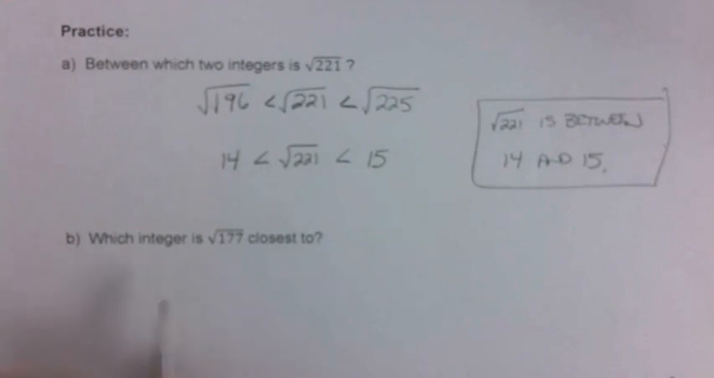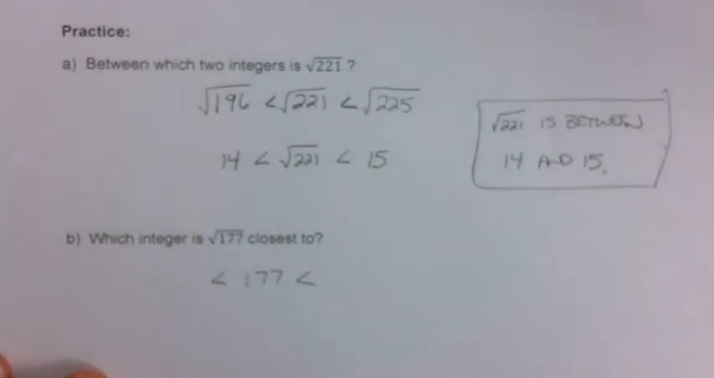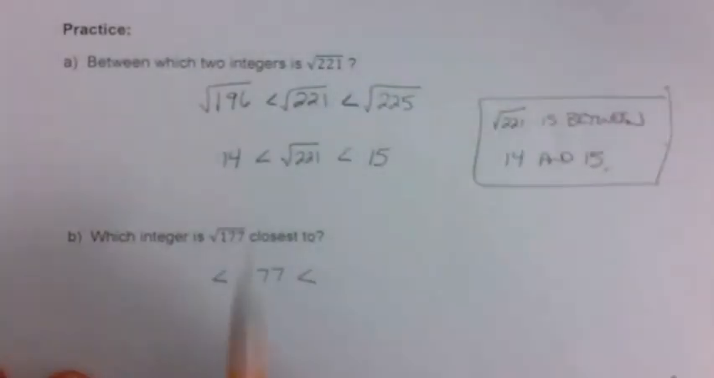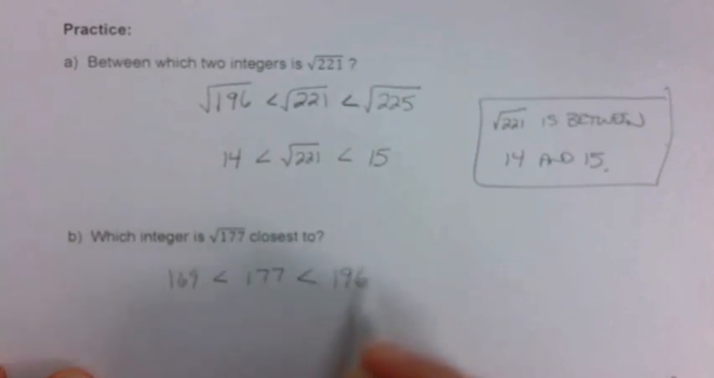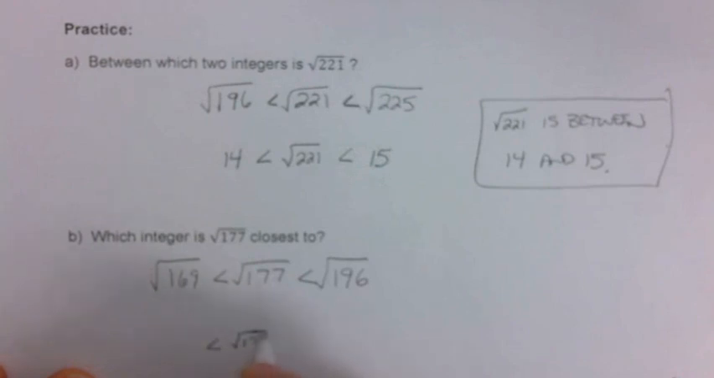Then in our example underneath, which integer is the square root of 177 closest to? Again, 177 is not a perfect square, so I'm going to find the perfect squares that 177 is in between. Looking back at my list, 177 is going to be between 169 and 196. These two numbers are perfect squares. So the square root of 177 is between the square root of 169, which is 13, and the square root of 196, which is 14.